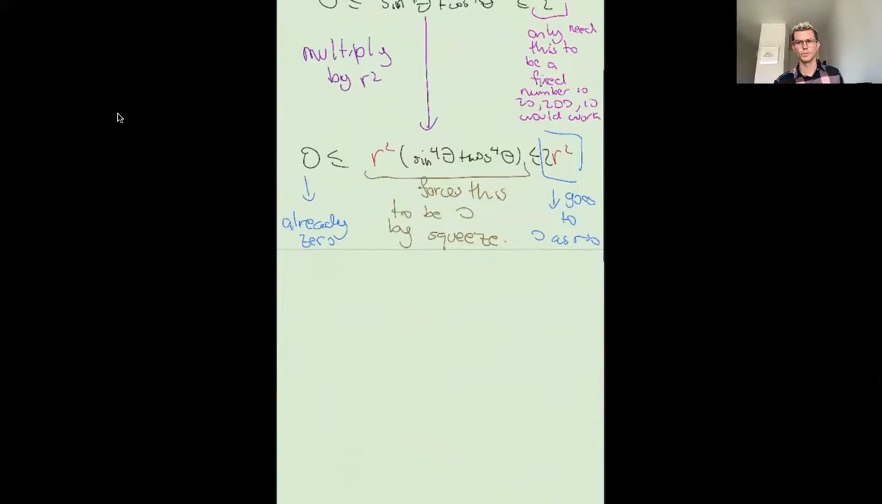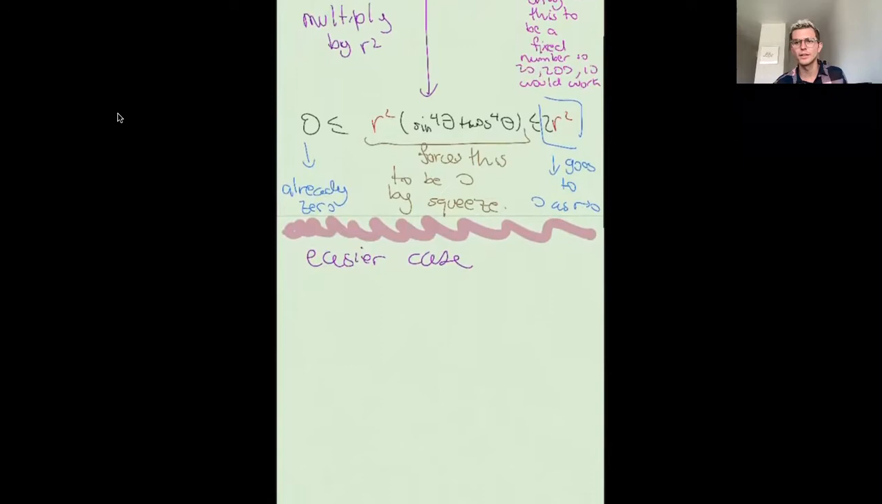And then there's an easier case. This is an easy case that you'll probably only see on the MATLAB problems, but it's good to at least mention it. So that's when the function is continuous at a point, okay?